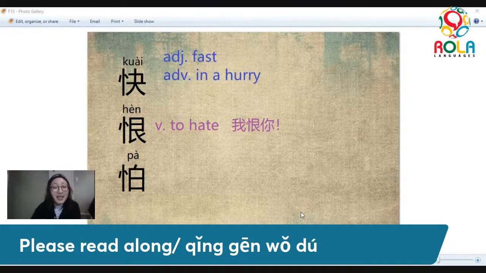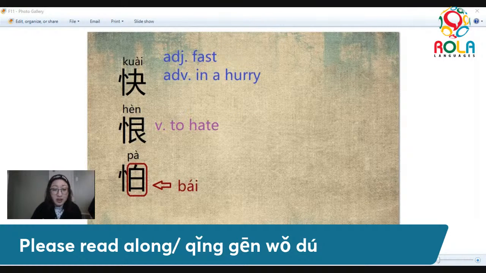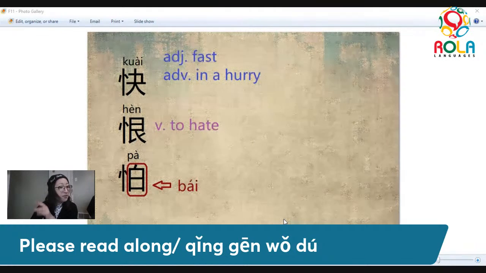Okay, and the last one, 怕, 怕. I believe I've introduced it before. It's quite commonly used. You can see the other part of 怕 is actually 白. I know it's a little far-fetched to say 怕 and 白 are pronounced very similarly, but that 白 is there to serve as an indicator of how to pronounce it. They're kind of in the same vicinity.